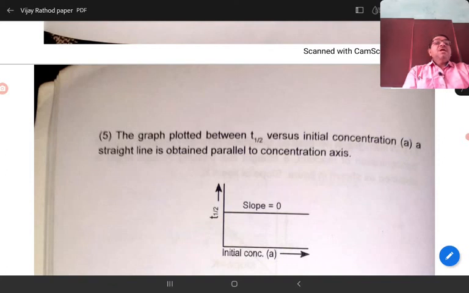Now in the second part we are going to learn about the second order reaction characteristics.